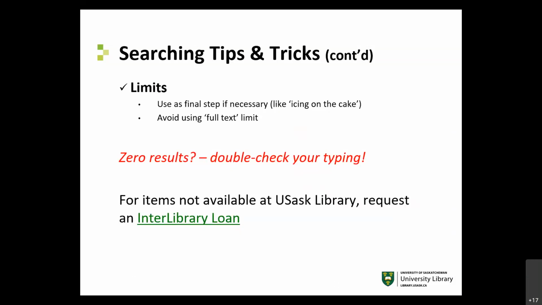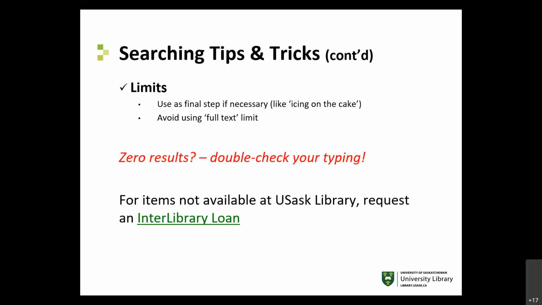But I always recommend that you use it kind of at the end because you don't know how many results you're going to get in your search. If you only have 20 results, adding limits like dates or publication types or age ranges or whatever the case may be is really not necessary. So I always think of it as the icing on the cake. If you just need that last little bit of refinement on your search, then think about using limits.